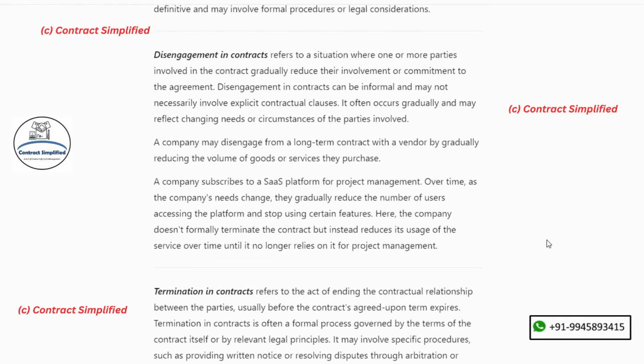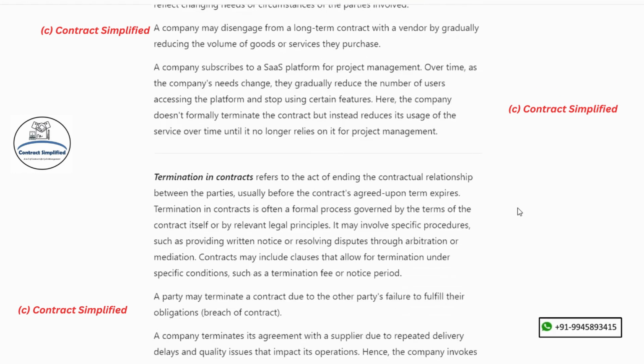It refers to a situation where one or more parties involved in the contract gradually reduce their involvement or commitment to the agreement. Disengagement in contracts can be informal and may not necessarily involve explicit contractual clauses. It often occurs gradually and may reflect changing needs or circumstances of the parties involved. A company may disengage from a long-term contract with a vendor by gradually reducing the volume of goods or services they purchase.